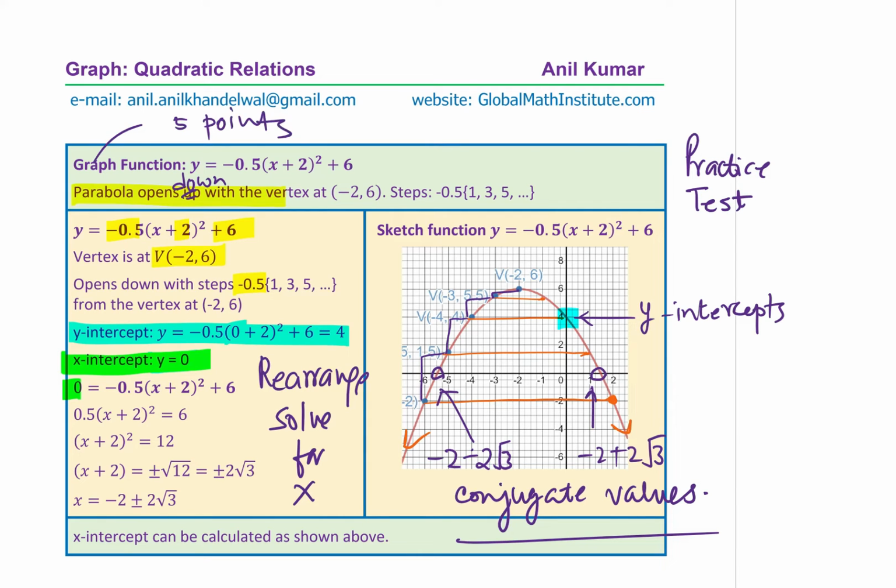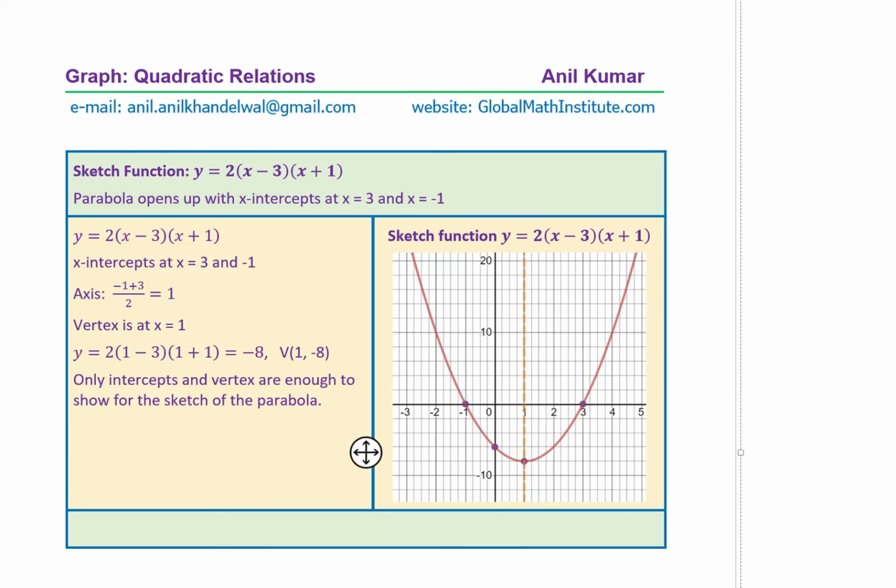So let's continue and take the next example. Now we'll look into the factored form. So we are now seeing how to sketch the graph when the factored form of a quadratic equation is given to us. So here in the first example, we have y equals 2 times (x minus 3) times (x plus 1). We know the parabola opens up and it has the x-intercepts at x equals 3 and x equals minus 1. So we identified these 2 points.